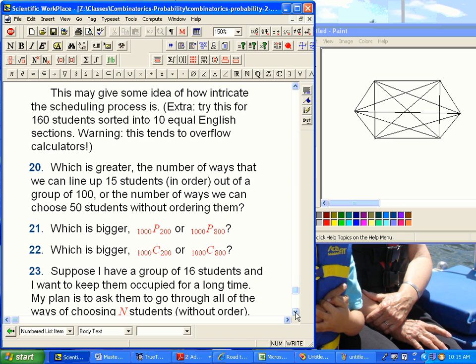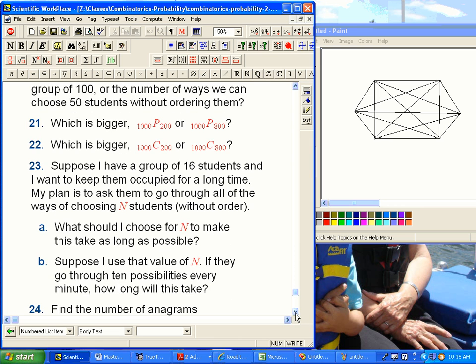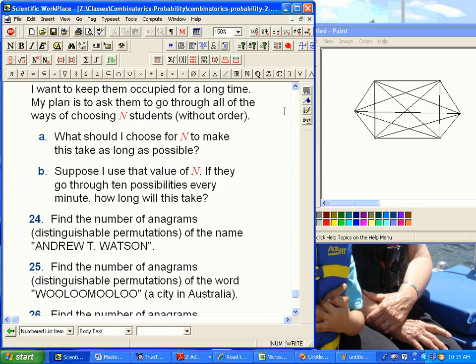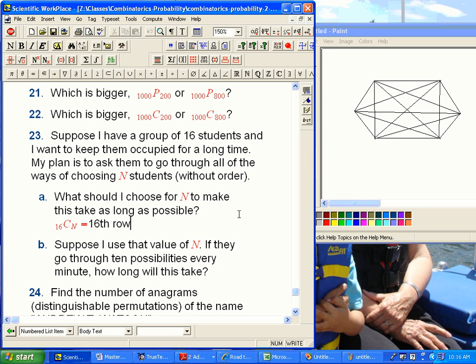And these, I'm hoping these ones are more straightforward. And these ones are straightforward. Here, if I've got 16 students, and I'm looking at 16 choose n. And the question is, when is that biggest? Well, remember, what pattern do those numbers make? That's the 16th row of Pascal's triangle. And we know that the numbers for Pascal are biggest in the middle. And so we're going to get biggest is 16C8.